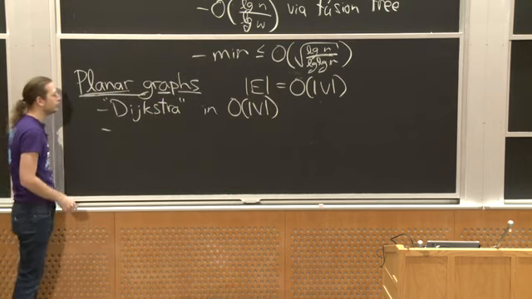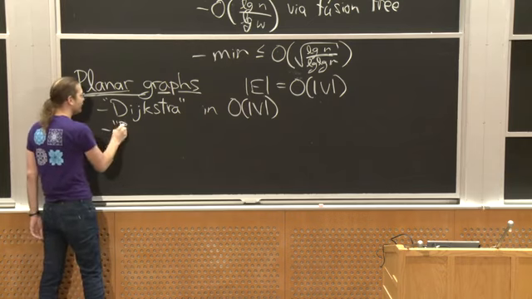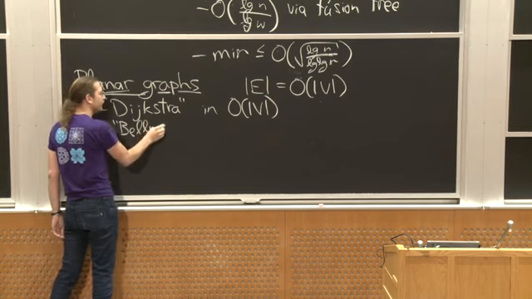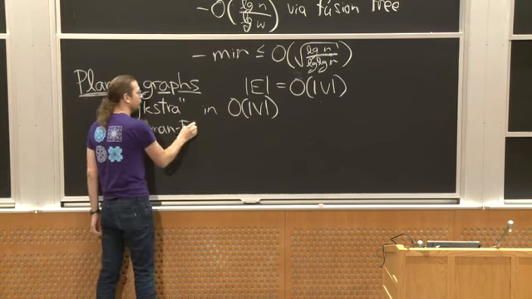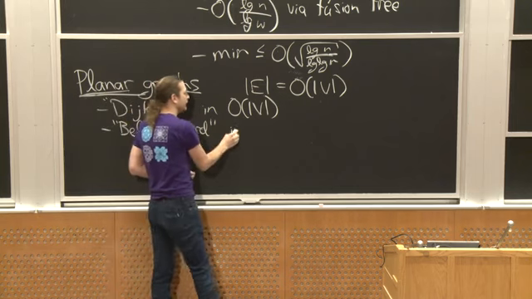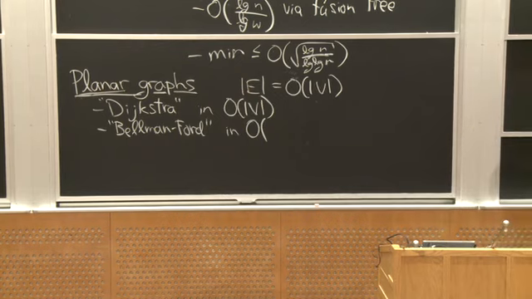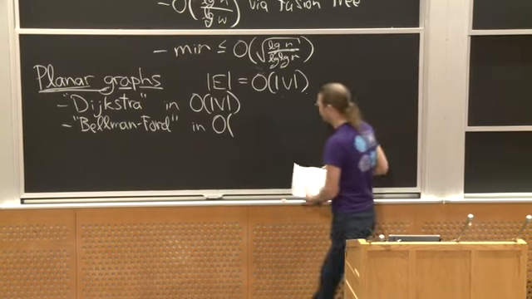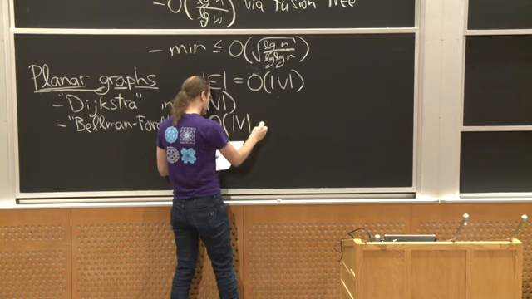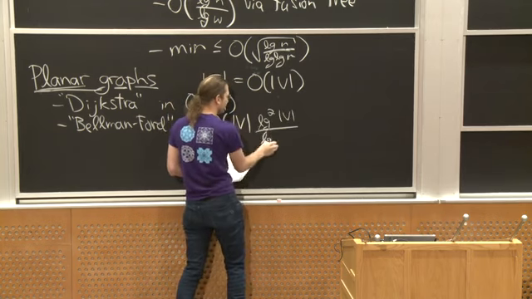No log. Okay, not that impressive, but remove a log. More impressive is we can do the equivalent of Bellman-Ford, which is single source shortest paths with arbitrary edge weights in a planar graph in some time, almost linear time. V log squared V over log V.